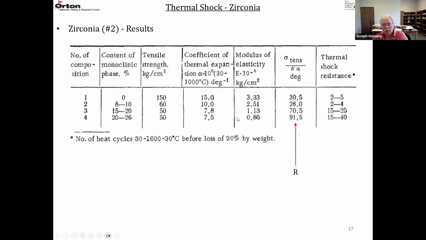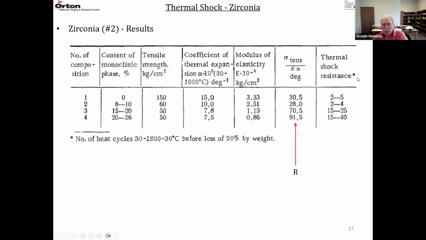monoclinic zirconia content. But again, these are low numbers, and I don't know how well the R parameter applies. Because of the decreased elastic modulus here and the decreased thermal expansion coefficient, this number is going to go up. So supposedly, composition 4 is better than composition 1 in resisting crack initiation, but this is 90 degrees, and we're thermal shocking something at 1600 degrees C.